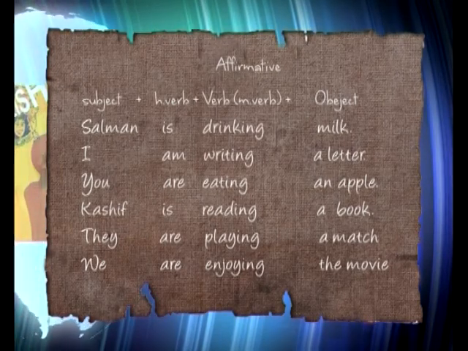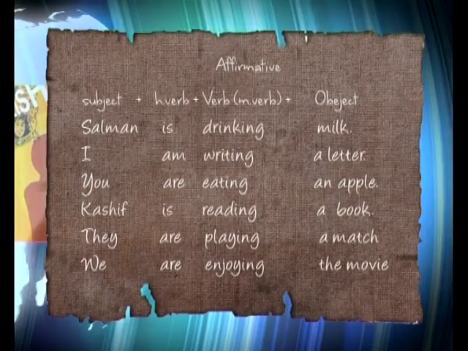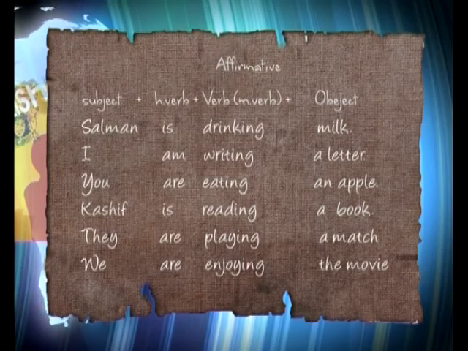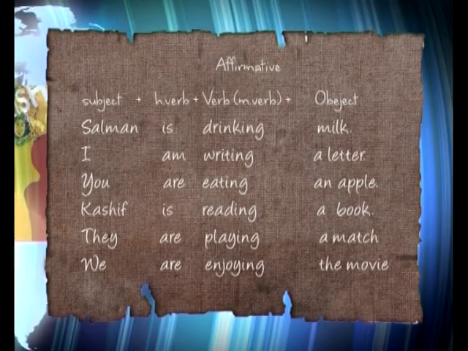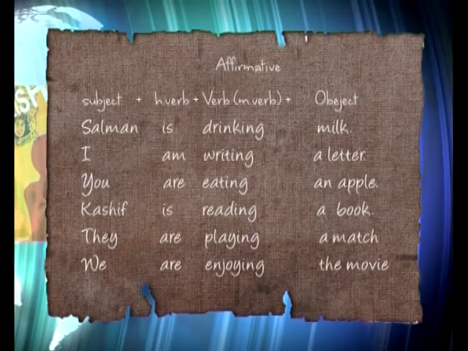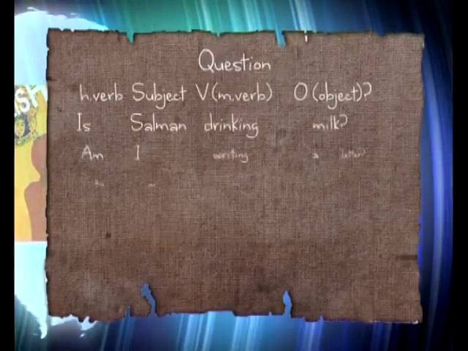A match. Can you give an example of us, like we are doing? We are standing, we are talking with each other, you're asking me questions, I'm replying. These are good examples of present continuous tense. Here you've got, we are enjoying the movie. Again, it is not a fact, it is something that is going on. So we can say this tense is used because something is going on at the moment of speaking.